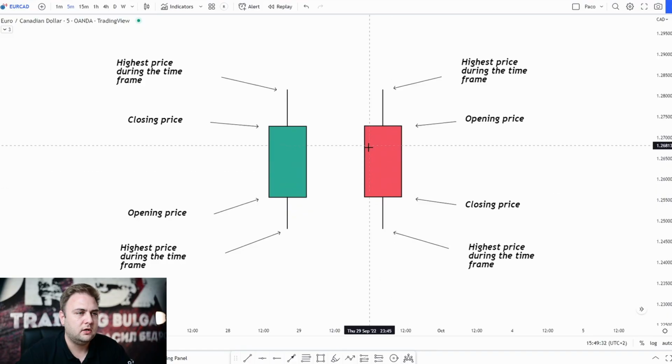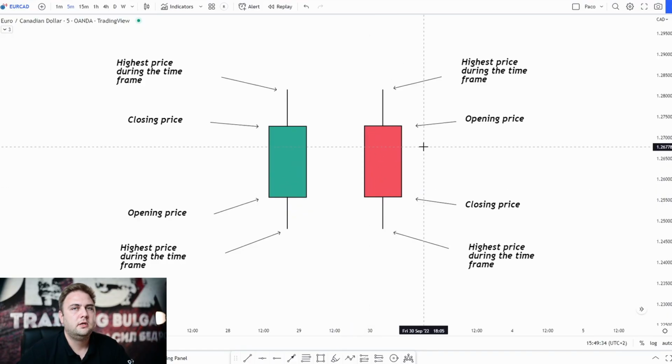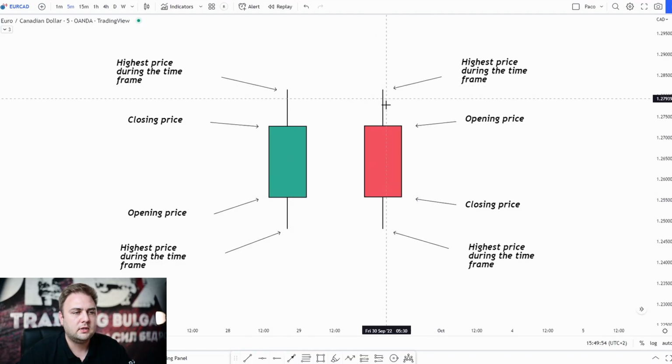The red candle over here is a bearish candle. This is the opposite of the bullish. This candle opens at a higher level, it moves during the time period and it closes at a lower level. And the wicks again show us that with the upper wick, here the price has been at its highest point during the time period, and this is its lowest point.